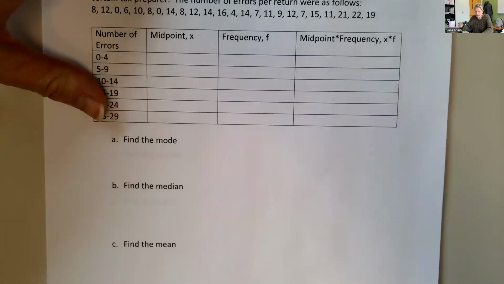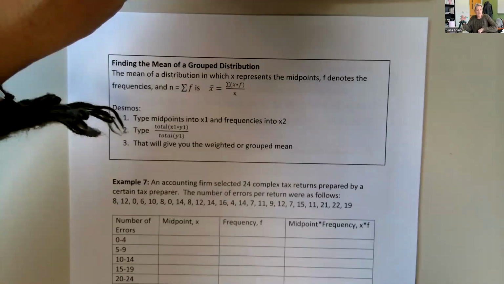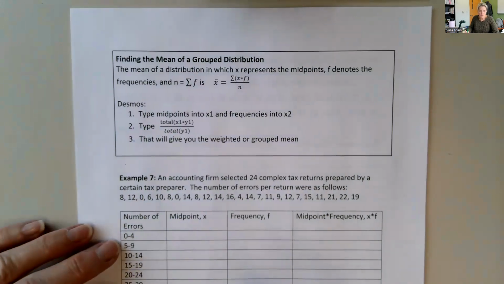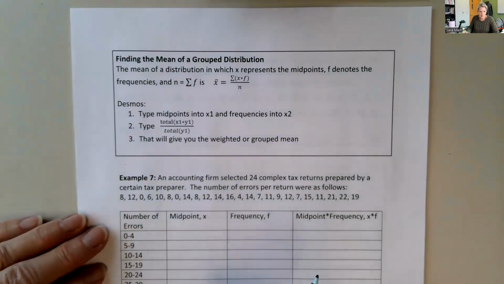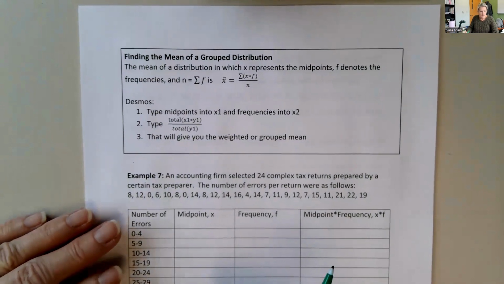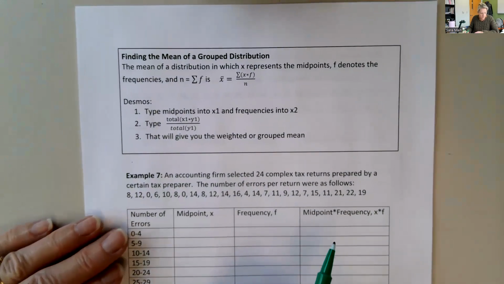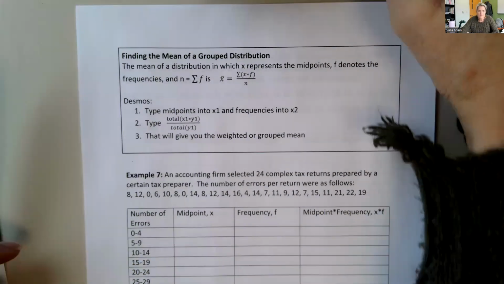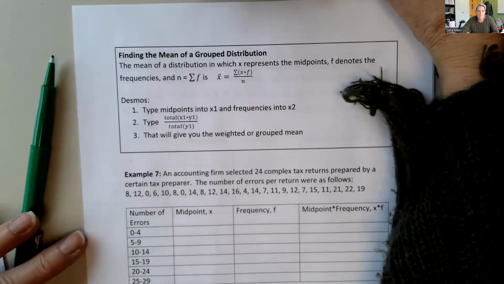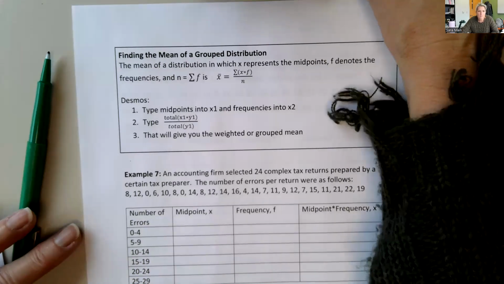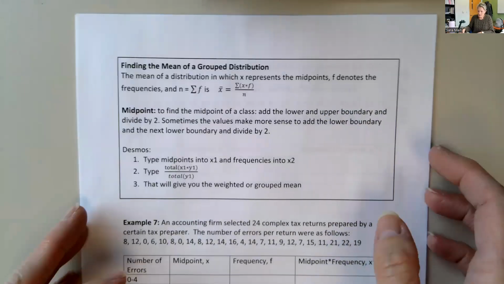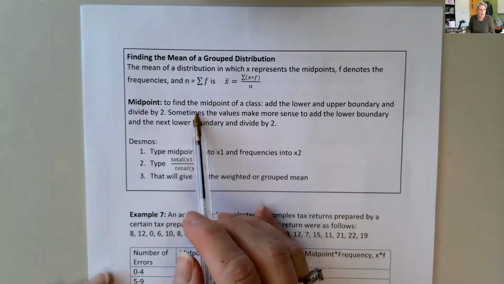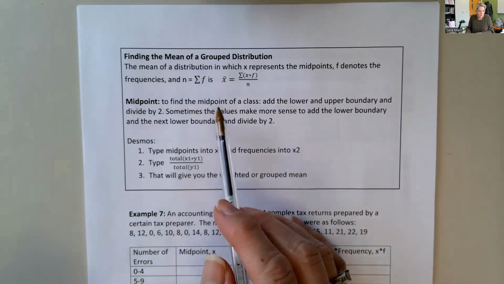Okay. Next up, we are going to look at finding the mean of a grouped distribution. So back in lesson 10.1, we looked at grouped data and finding midpoints and such. And so we are going to find the midpoint here. To find the midpoint, there's 2 ways we can do that. We need to have the midpoint to find the mean of the group distribution.